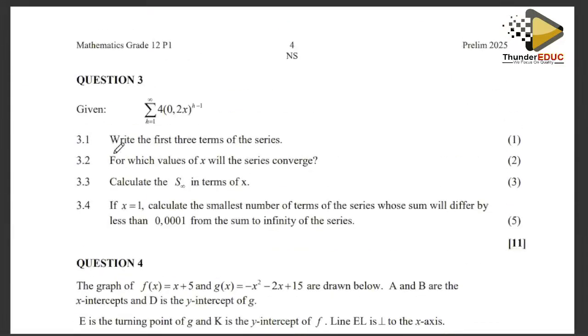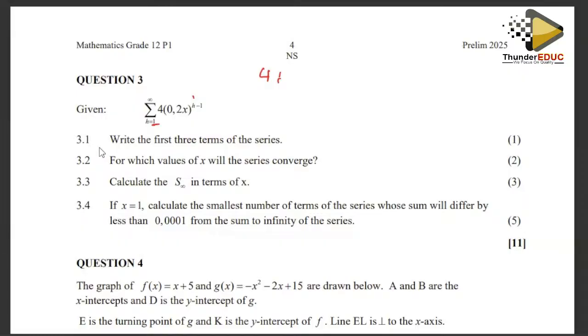Question number 3, we have sum to infinity. H is 1 to infinity, we have this. Write the first 3 terms of the series, so just substitute. Okay, start with H being 1. So that's going to be a 0, meaning that my first term is 4. Then if H is 2, meaning that I'm going to have 4 multiplied by 0.2x.